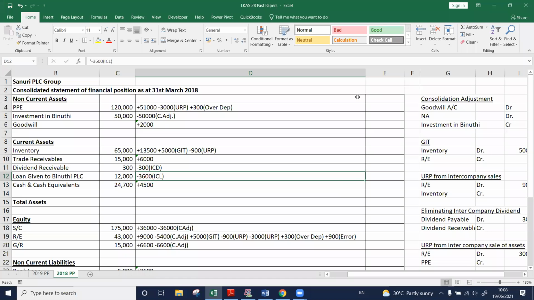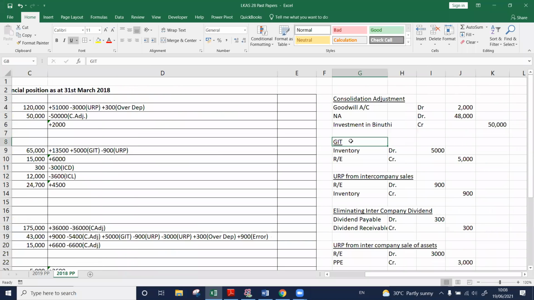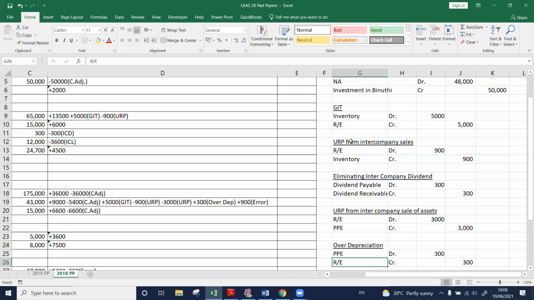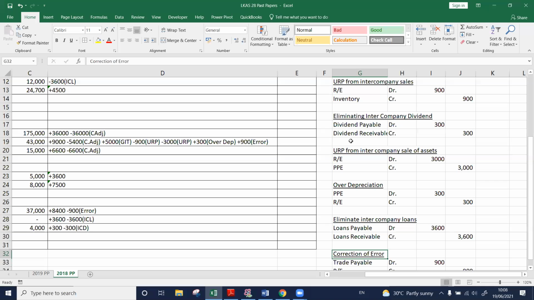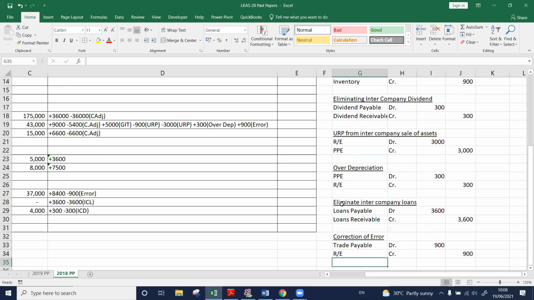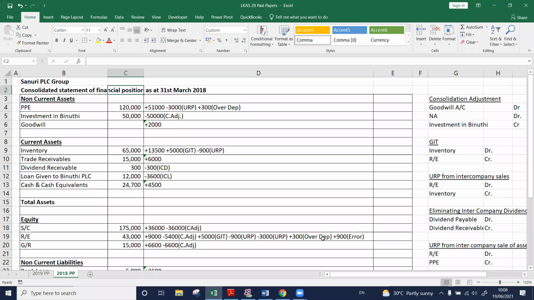So here in this sum, we passed the consolidation adjustments. Goods in transit we have accounted, and we have computed and accounted for the unrealized profit from intercompany sales, and we have eliminated the intercompany dividend. We have computed and passed the double entries for the unrealized profit generated from intercompany sale of assets and the over depreciation resulting from it, and we have eliminated the intercompany loans amount. Finally, as the final adjustment, we have corrected the error made by our joint venture, right? So what should be the balances here then?